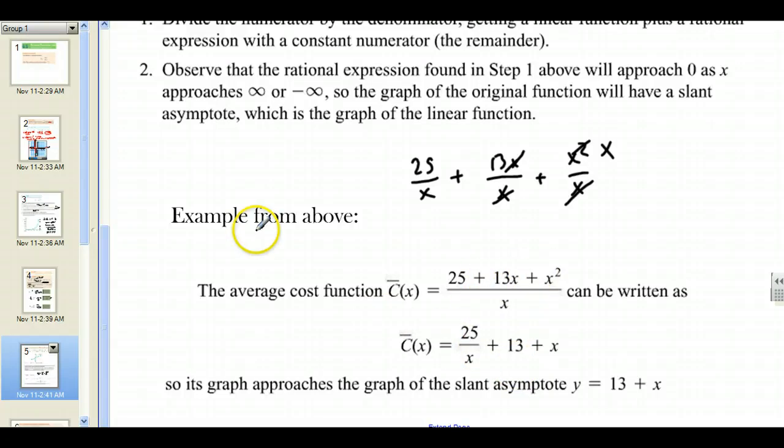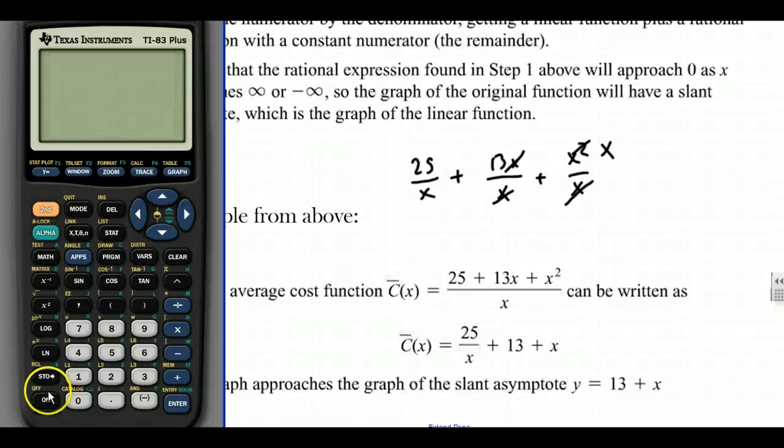Now what step 2 says is, observe this rational expression, this right here, found from doing this division, will approach 0 as x approaches infinity. So 25 divided by x, if I take 25 and I divide by bigger and bigger numbers, like 25 divided by 100, and then 25 divided by 1,000, and then 25 divided by, just make the numbers bigger and bigger and bigger.